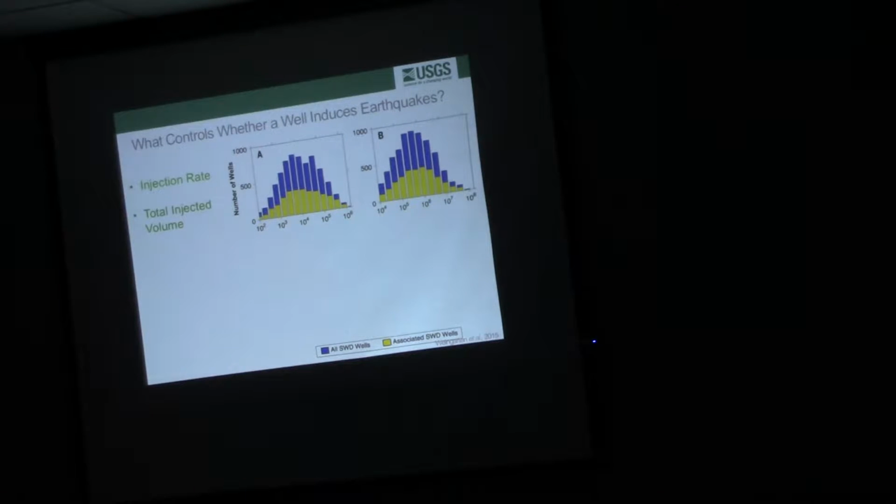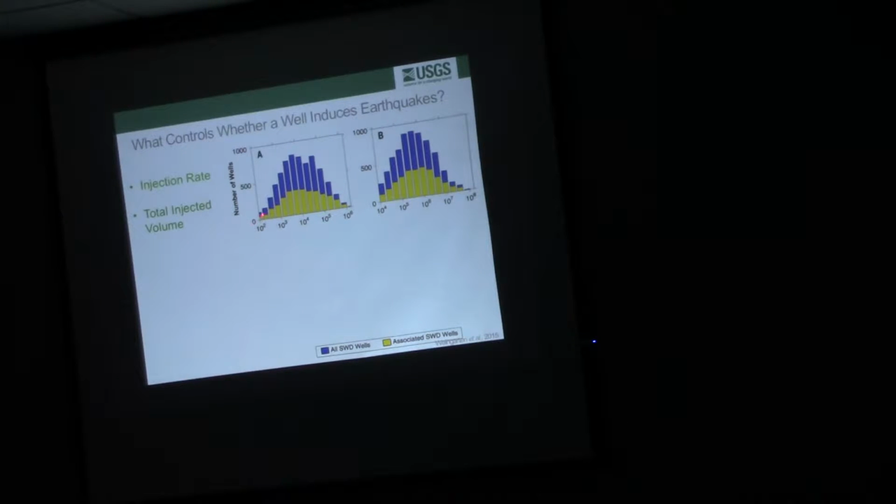So what Matt wanted to do is ask, are there certain parameters that control whether or not these wells are inducing earthquakes? And so what's shown here is a count of the number of wells plotted against the annual injection rate, or the monthly injection rate, and then total volume. These are really the two parameters that people think about most. Is the injection rate controlling whether or not you're going to cause earthquakes, or is it maybe just the total amount that you put in?